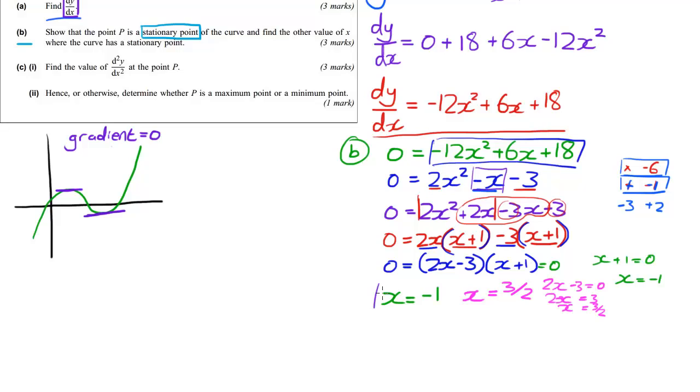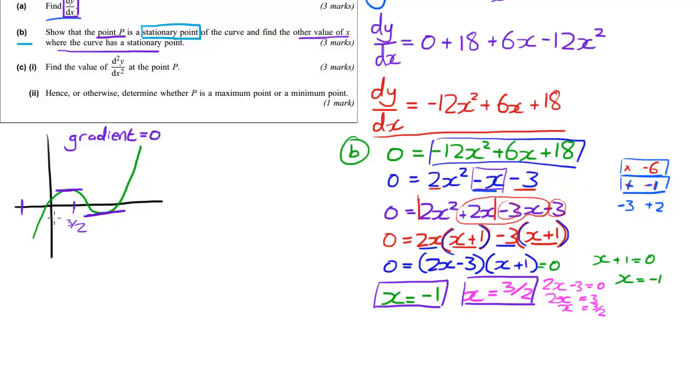So then we have our two stationary points. One of them, as the question says, is point P, because point P is where x is equal to minus 1. So what it wants us to do is find the other value of x where the curve has a stationary point, where the gradient is 0. And we have done that. We found x is equal to 3 over 2. So if you imagine the lower point is around here somewhere, where this is 3 over 2, and then our minus 1 here is our higher point.